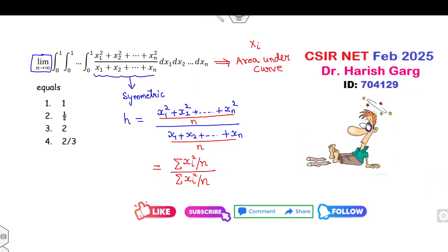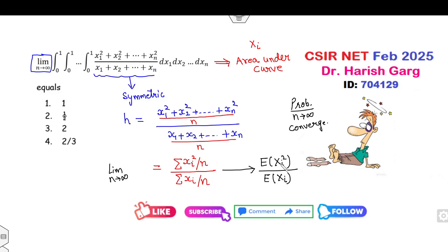Fine. Now whenever you consider the limit as n approaches infinity, what does it mean? You can think this question is related to probability, or you can say whenever n approaches infinity, this is convergence in probability. So that will converge to the expected value of xi square, and the denominator will be the expected value of xi.